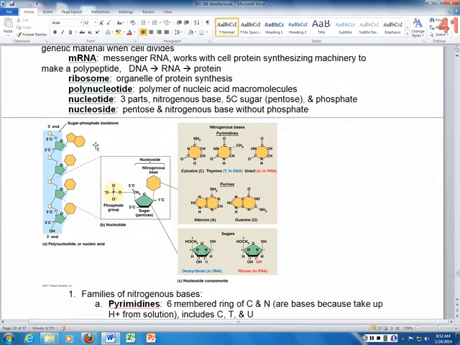So a polynucleotide, that's just a polymer of nucleic acid macromolecules. When we have a nucleotide, it's got 3 parts to it. It's got a nitrogenous base, a 5-carbon sugar, which is the pentose sugar, and a phosphate. A nucleoside is only 2 of the parts, the pentose and nitrogenous base without the phosphate. Not really sure why they decided to distinguish this and name them 2 different things, but you will see both names used. The way I remember it is you have 2 things before you have 3, you have S before you have T.